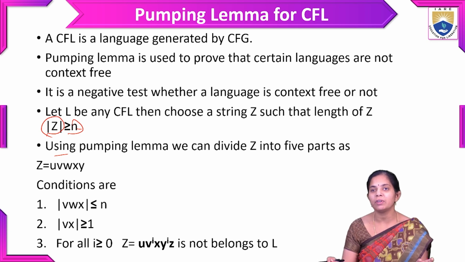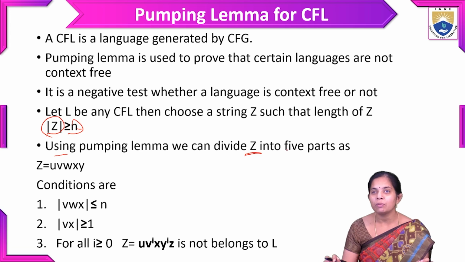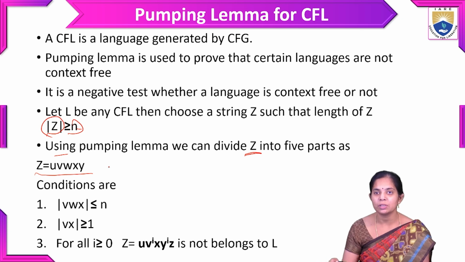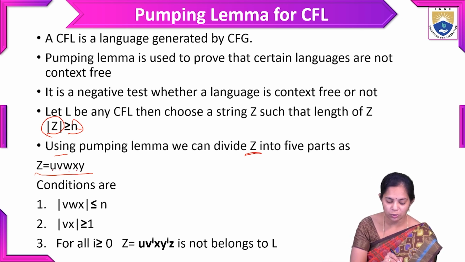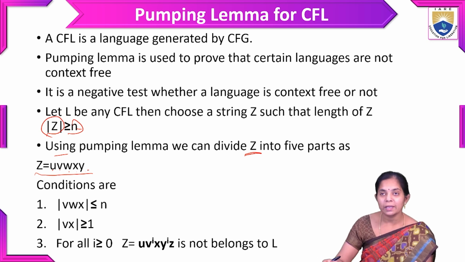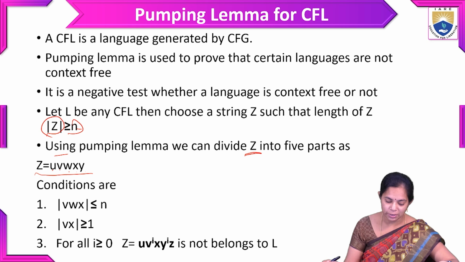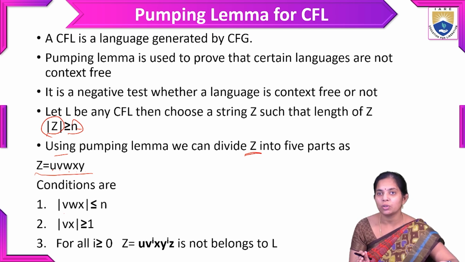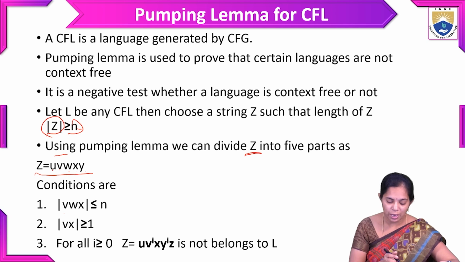Z is the given string. From the given language, we can form a string, and the name of the string is Z. We divide that Z into 5 parts, like U, V, W, X, Y. We have the conditions for dividing the string into 5 parts. Then, among those 5 parts, we take the 3 middle parts, and we have to give the conditions for them.